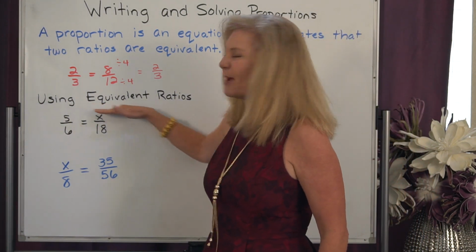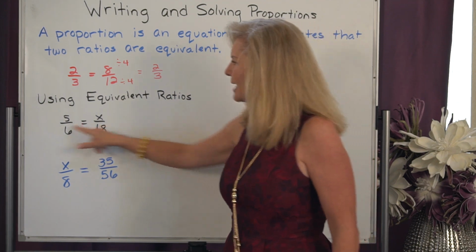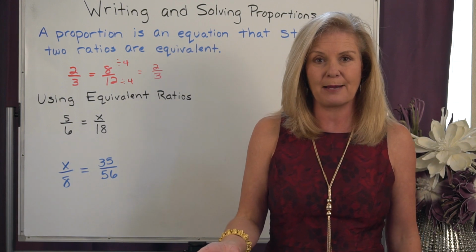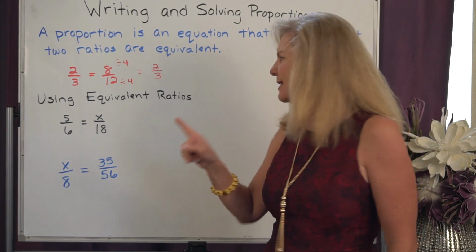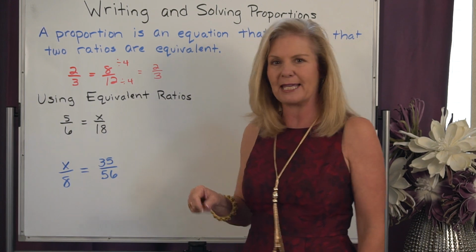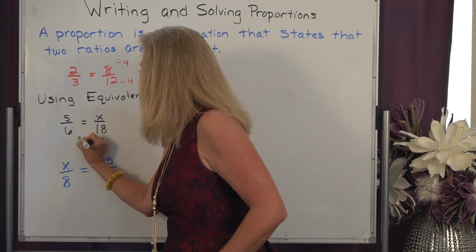So in the top, I don't have both numbers given. One of my unknowns is in the top. But when I look at the bottom of that proportion, I have both those numbers. What I think to myself is, is there anything I can multiply 6 by that's going to get me 18? Well, I know that 6 times 3 is 18.